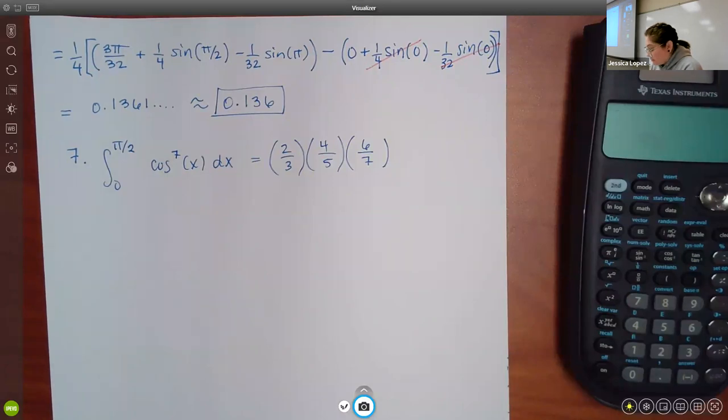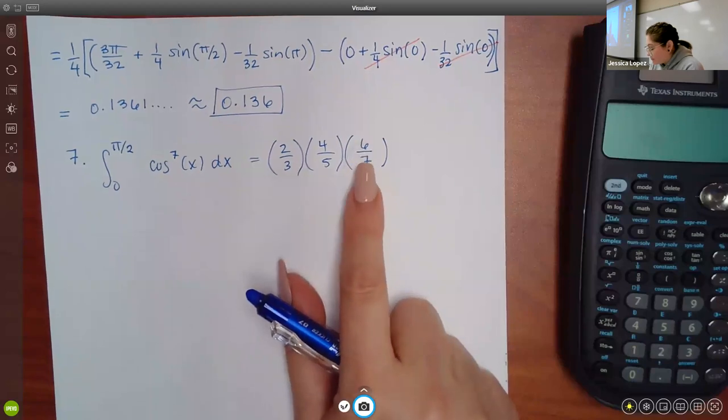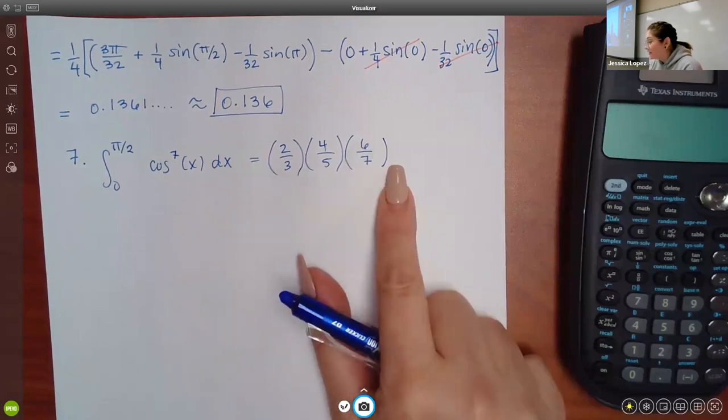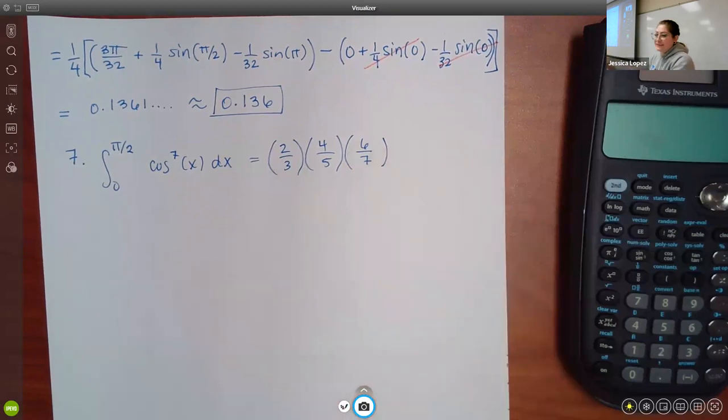Somebody had done that on one of the tests. They had 6 over 7 or whatever it was, but then they had another one. And I was like, no, that other dot, dot, dot just tells you how far it goes. It doesn't tell you to actually multiply by another one. Dot, dot, dot just means you keep going until you get to this guy.